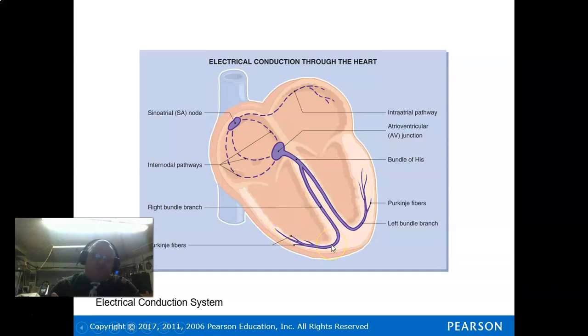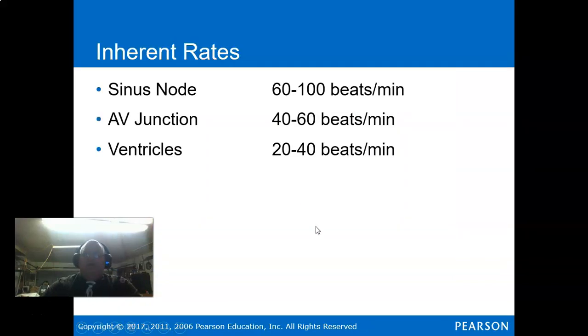That will mean the ventricles then squeeze, okay? Now, our inherent rates, and these are important to know, because when we start looking at rules and problems and abnormalities that we might have, this is the one that we're probably going to be looking at the most. So sinus node beats at 60 to 100 beats a minute.